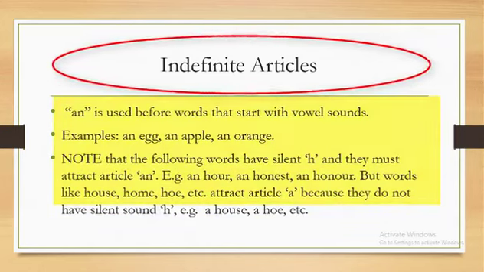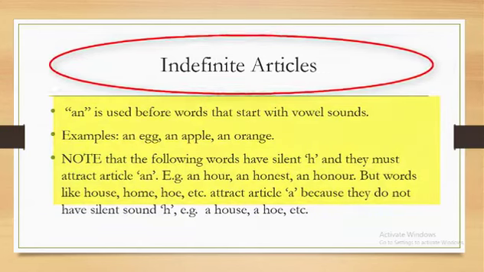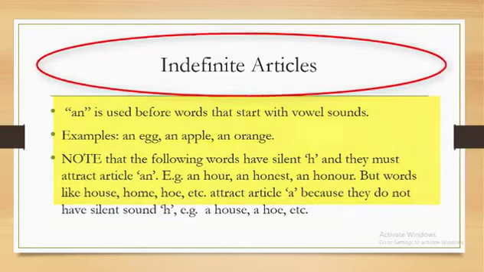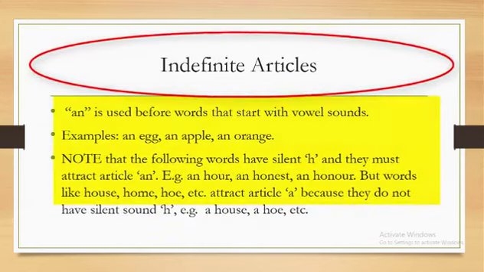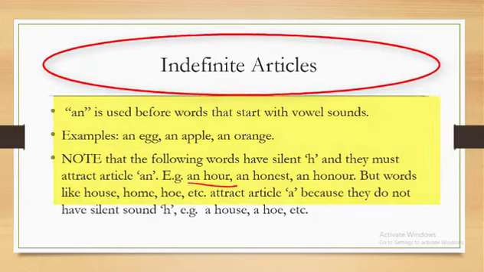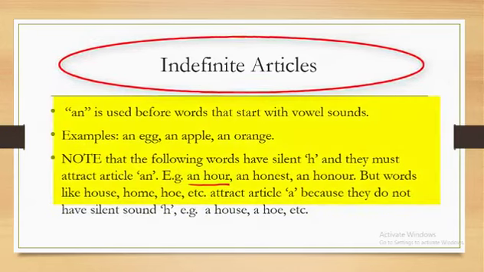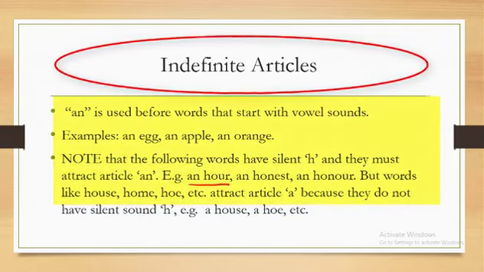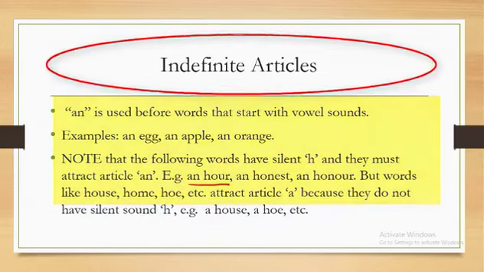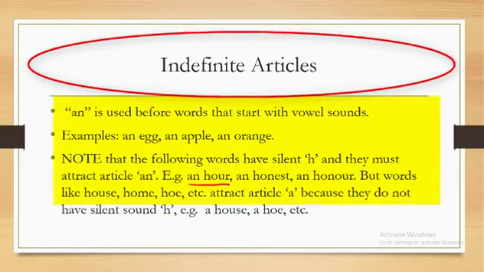The same thing goes with article an, vowel sounds: an egg, an apple, an orange. But we could also have situations where the consonant letter is silent. For instance, in the word hour, H-O-U-R. So you say I came here an hour ago. You can't say I came here a hour ago. That's grammatically wrong. Say I came here an hour ago.